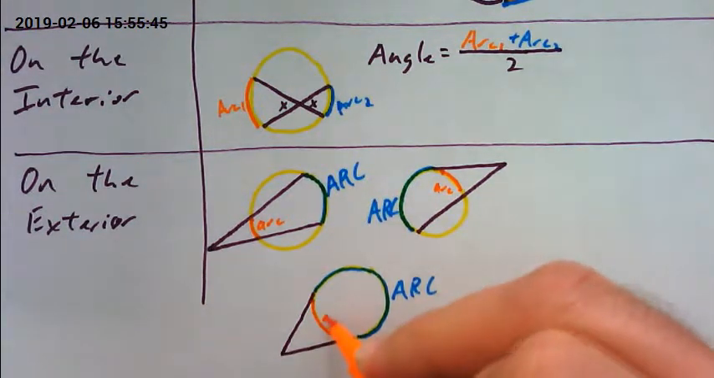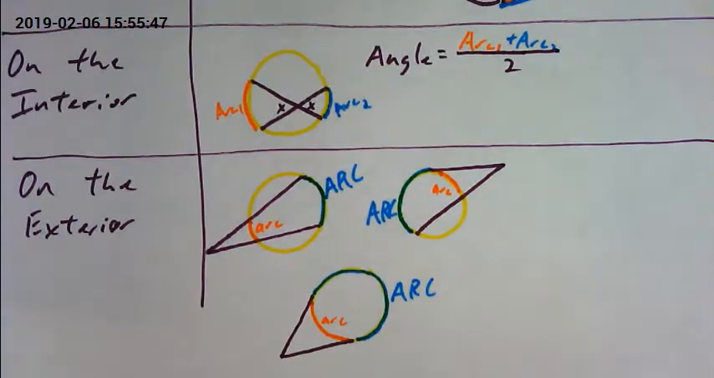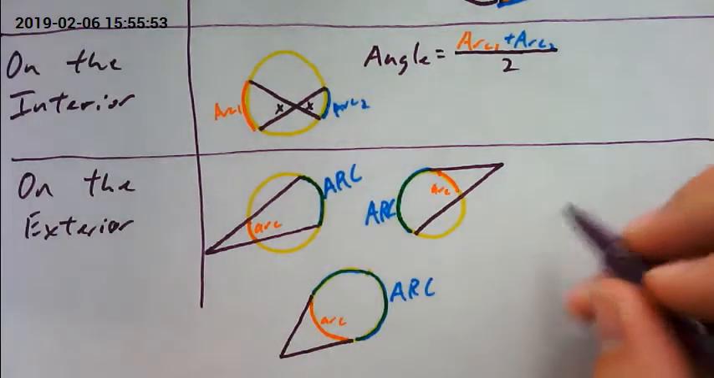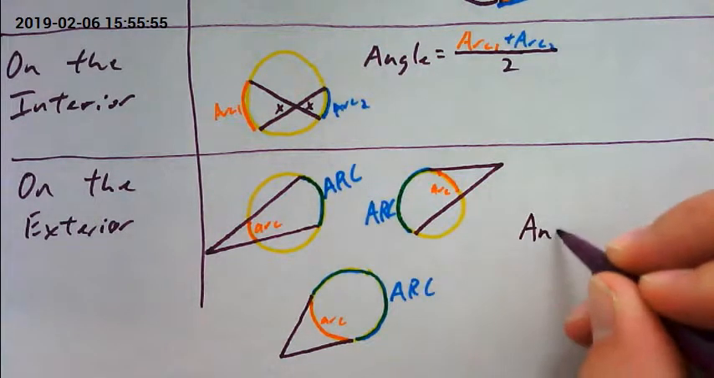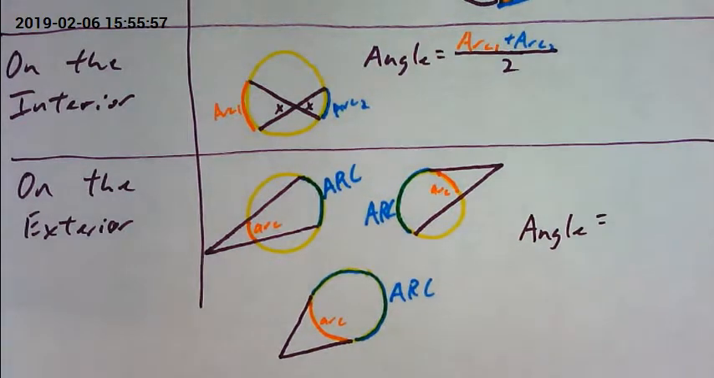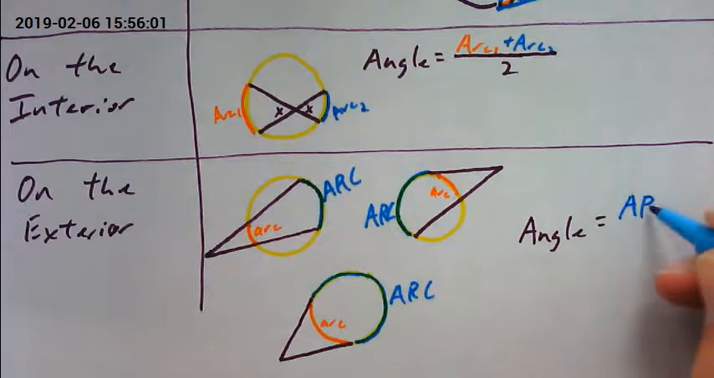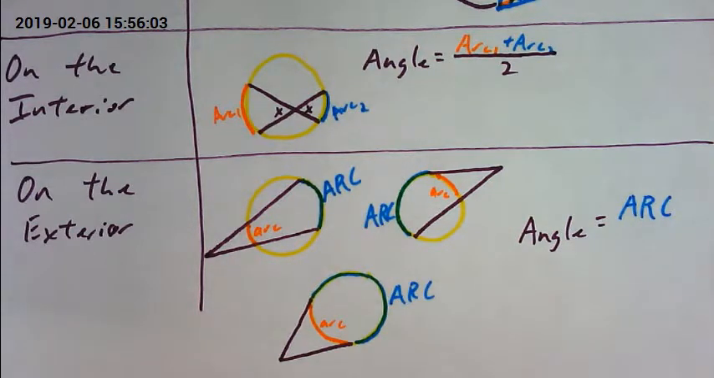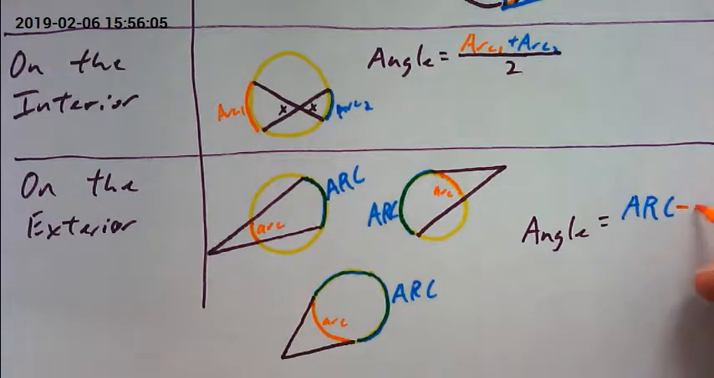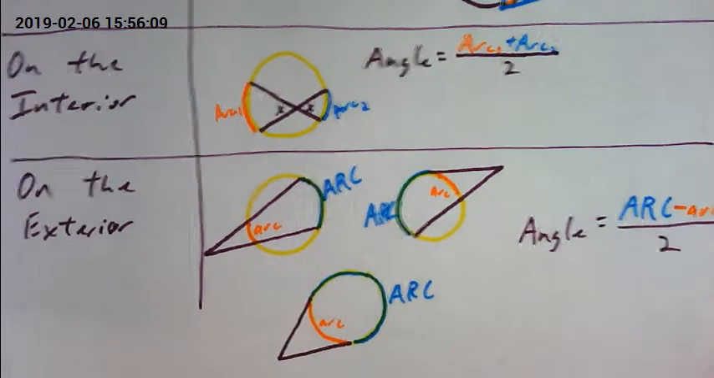Now notice, when it's two tangents, you're actually using the entire circle. But again, the property holds true no matter what. The formula here is the angle is going to equal the large arc, big arc, whatever you want to call it, minus the little arc, divided by 2.